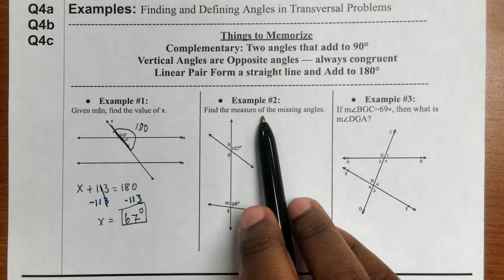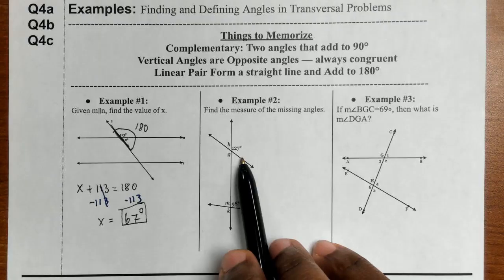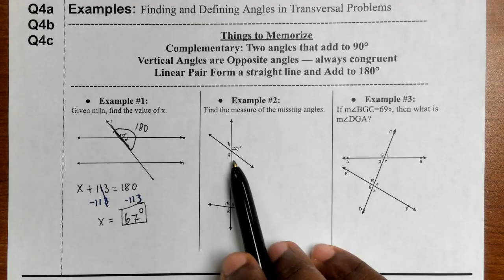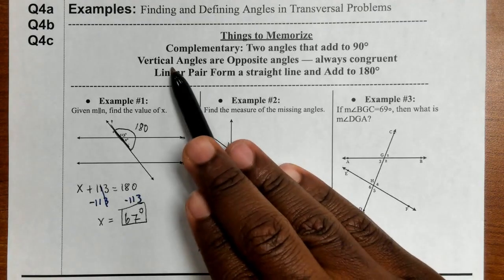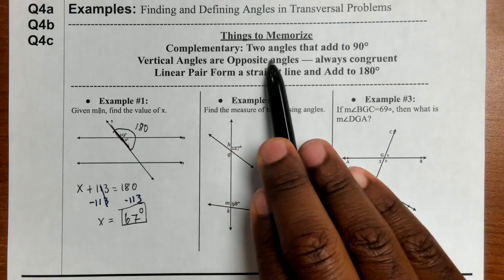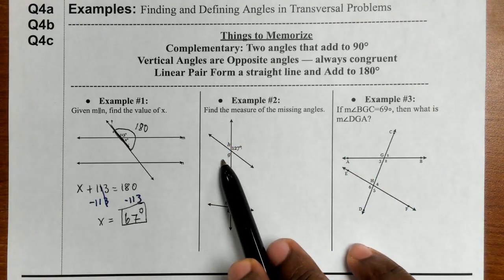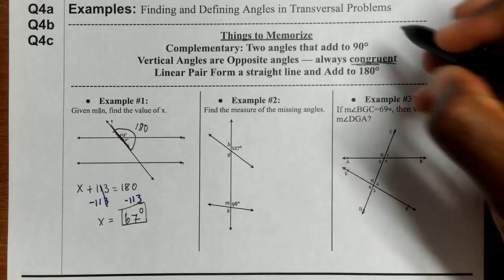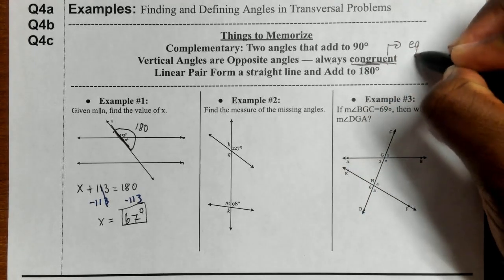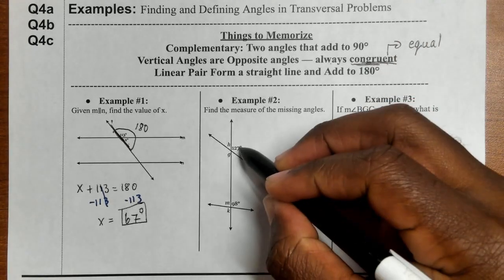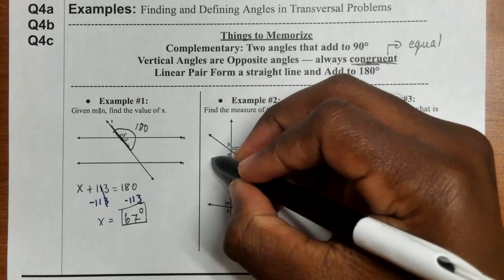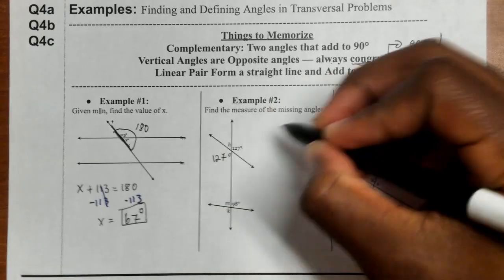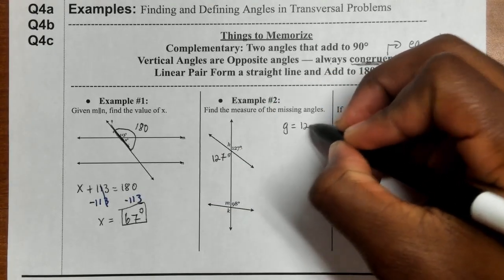It says find the measure of the missing angles. Right here we see our figure. The first thing that pops out to me is that I see vertical angles. Vertical angles are opposite angles. So this is opposite to this, which means they're congruent. The word congruent means that they're equal. So this angle is 127, so this angle is 127. So G is equal to 127.